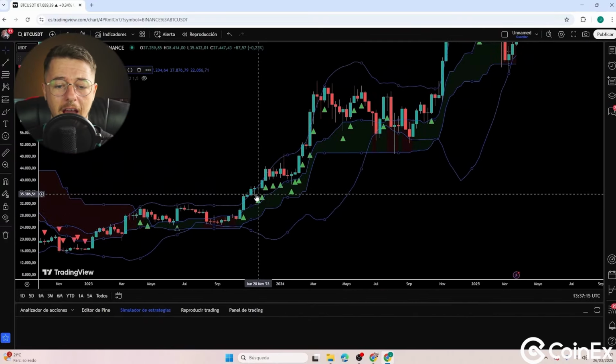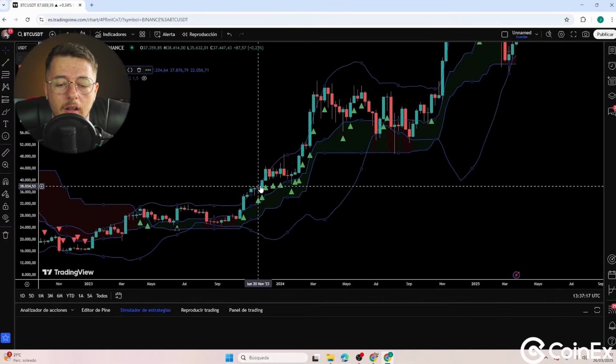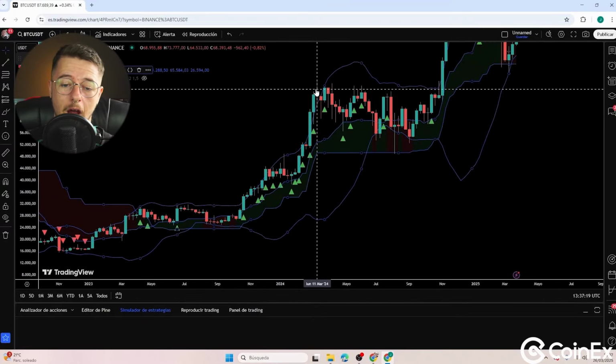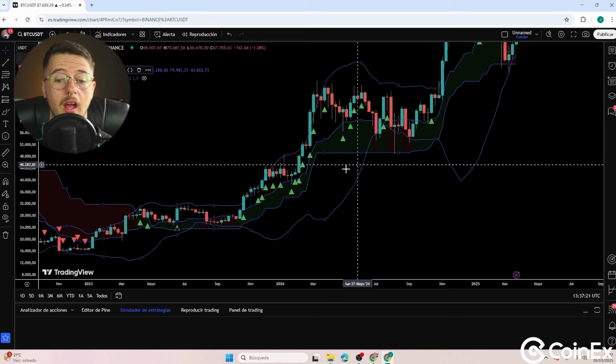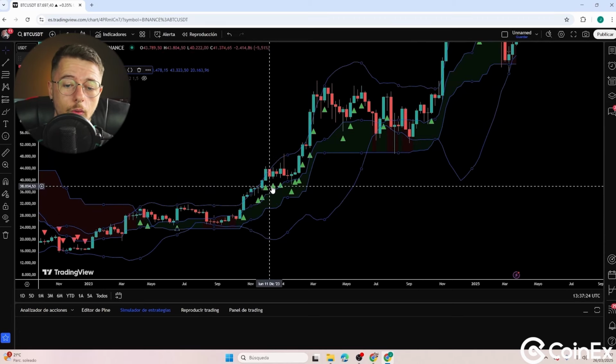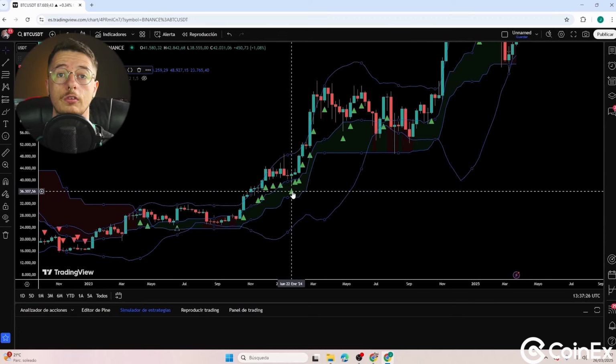And you can see how we had all this way up to get our profits, but not only that, we have re-entries on all these candles here that would offer us a good profit.